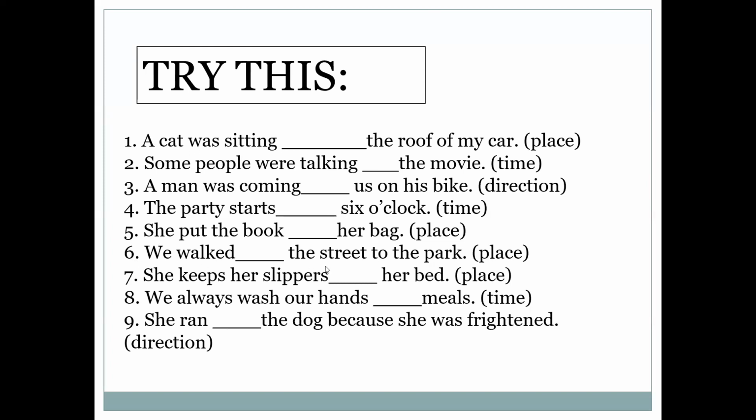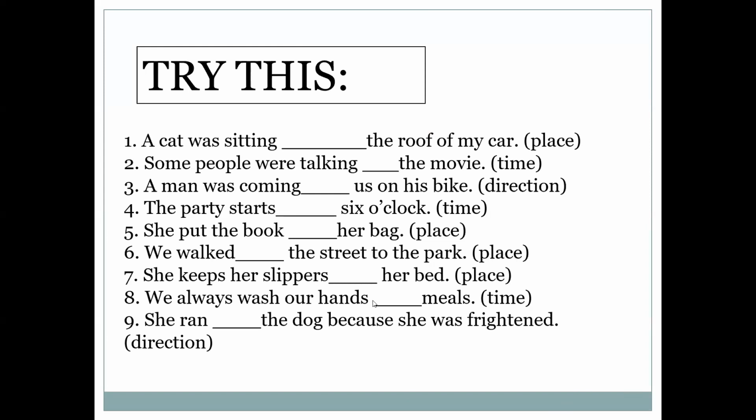Number six, we walk dash the street to the park, place. Not along. You are going towards the park. No. We walked across the street to the park. From one side of the street to the other side. So it will be across, not along. Across, yes. Across is the answer. We walked across the street to the park. Where? To the park. So it is a preposition of place.